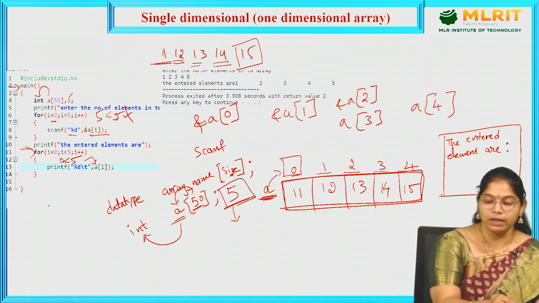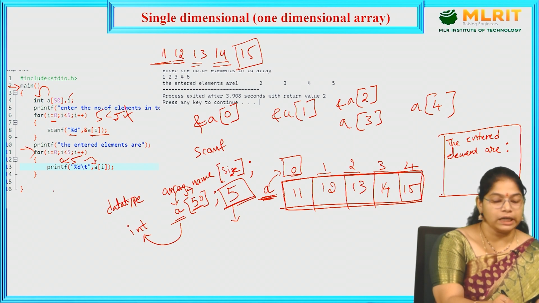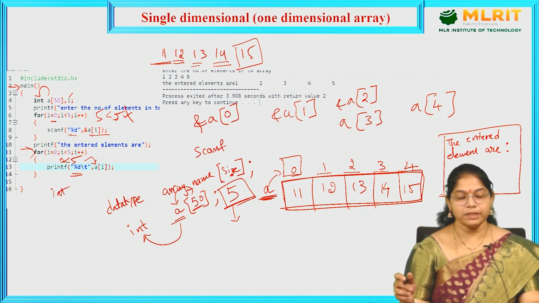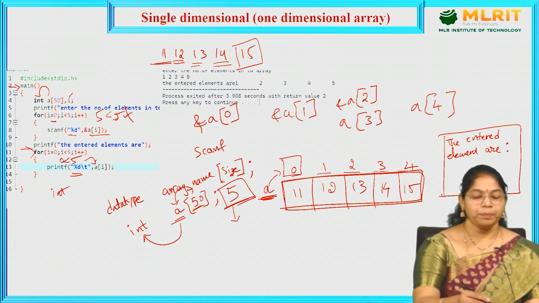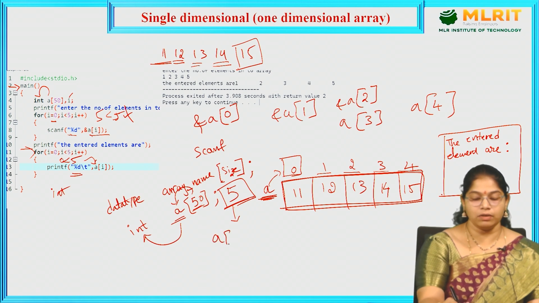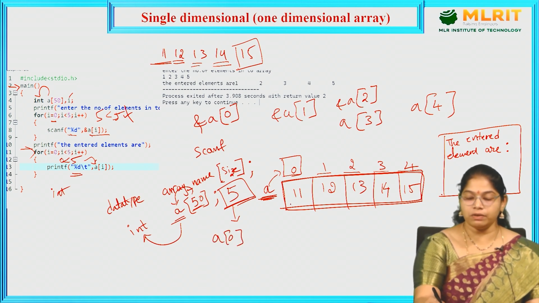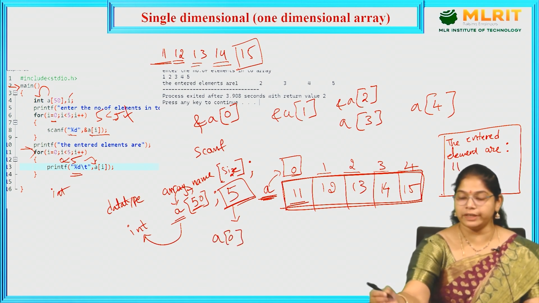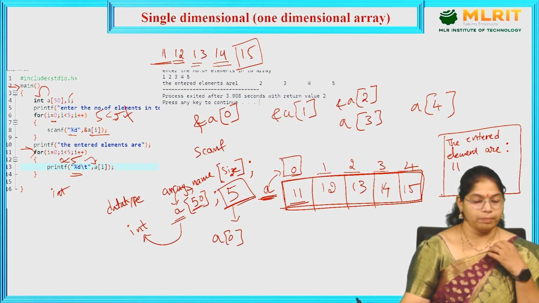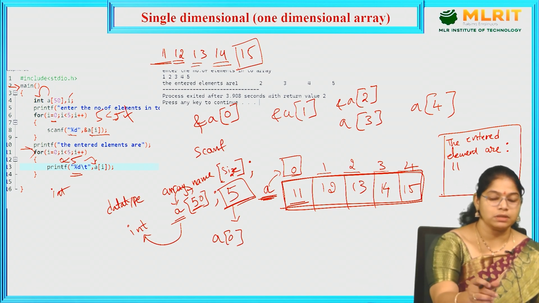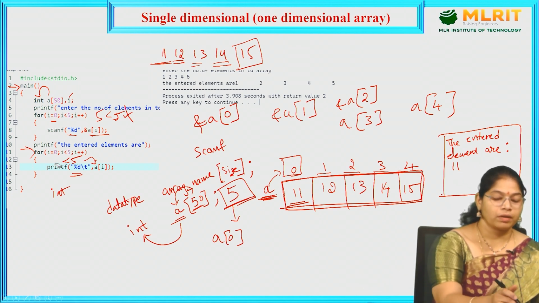So you have to print. Which type of value we are printing? We are printing an integer value. So the format specifier is %d. Then a[i]. a[i] is a[0]. In a[0] we have 11. So we have retrieved that value. Again i plus plus, now i becomes 1. 1 less than 5, condition is true.